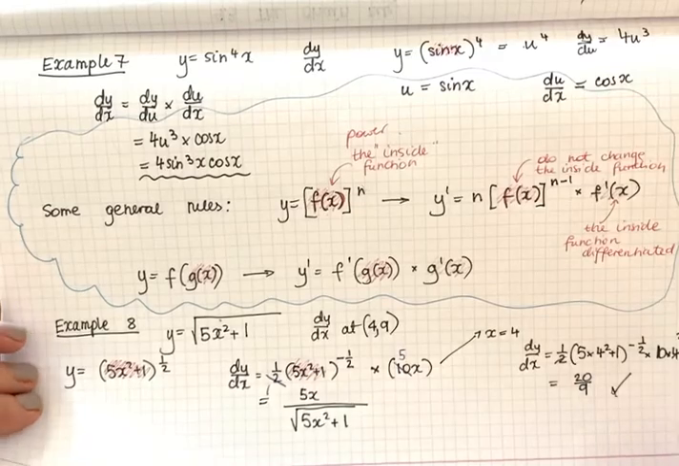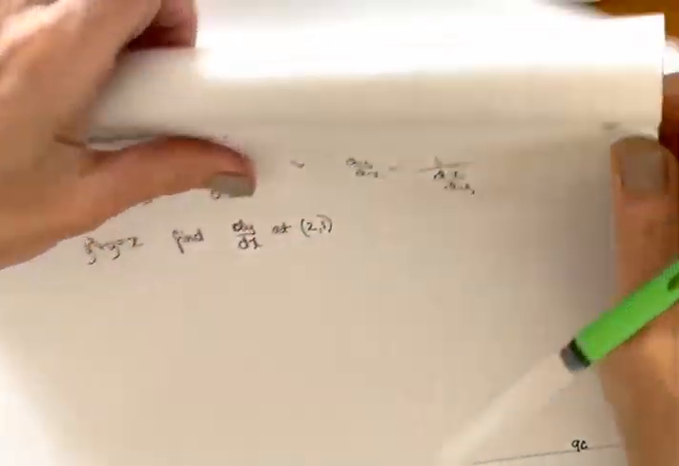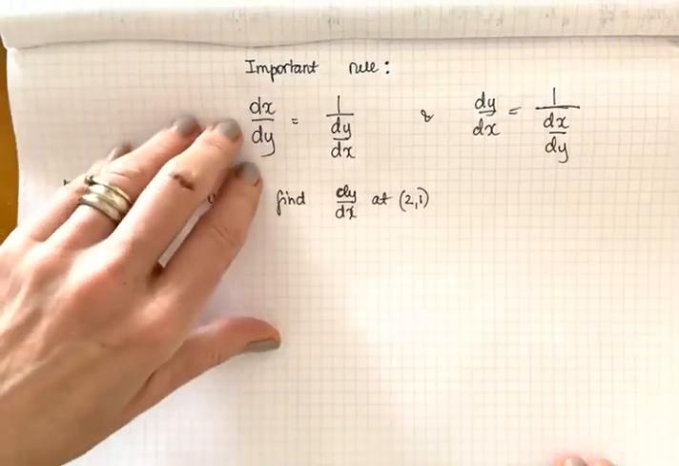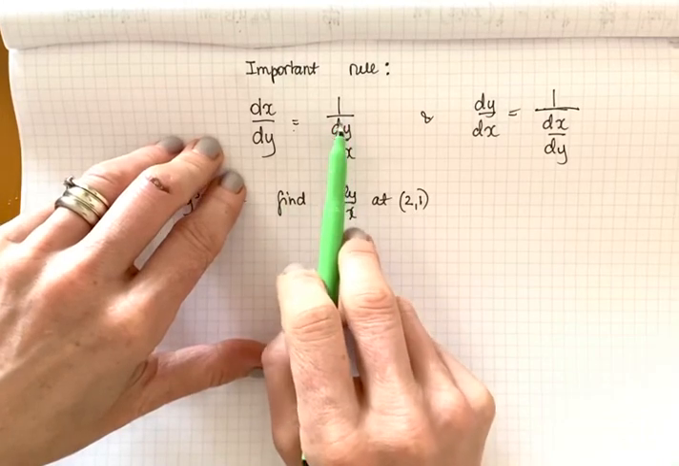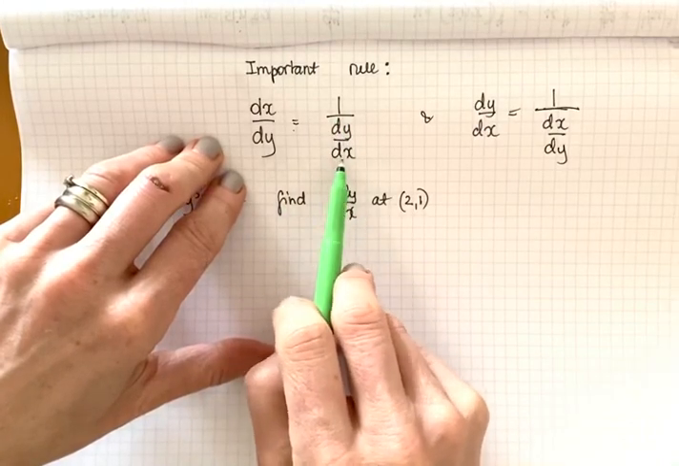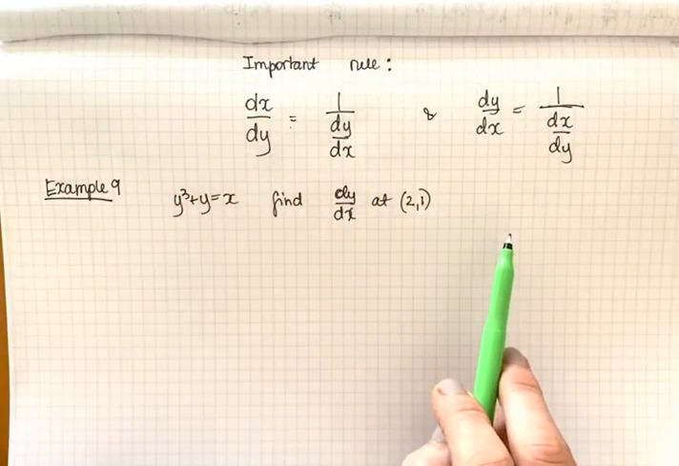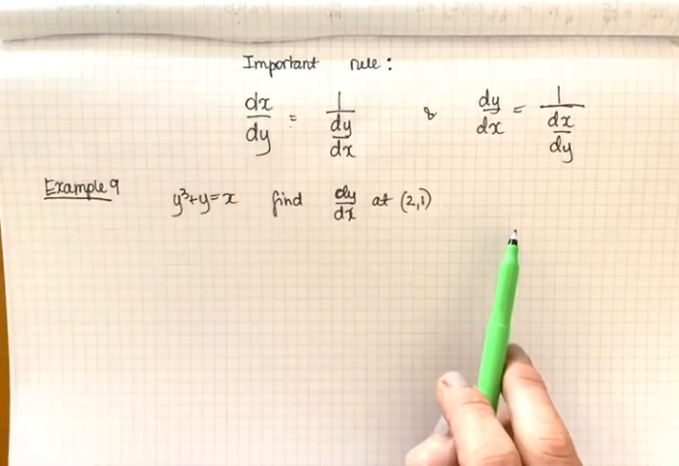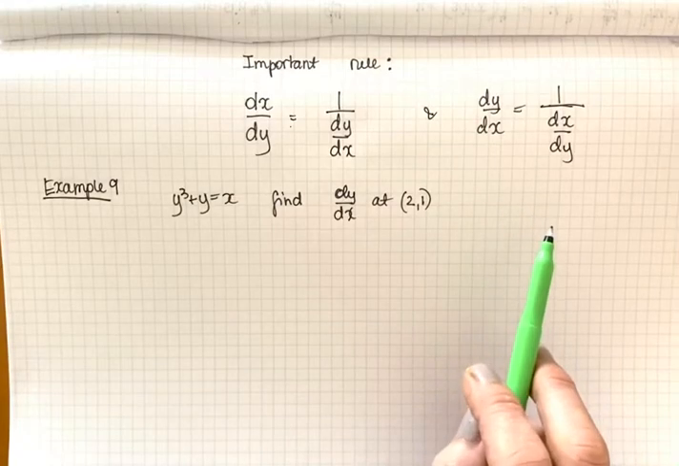Okay, so we're just moving on to one more example, and a new important rule that needs to be introduced, which I actually introduced to you before in the previous section. Okay, so dx dy is equal to reciprocal of dy dx, and dy dx is reciprocal of dx dy, so it's literally flipped. So because you might have lots of functions that you are not able to write y in terms of x, but you have x in terms of y.